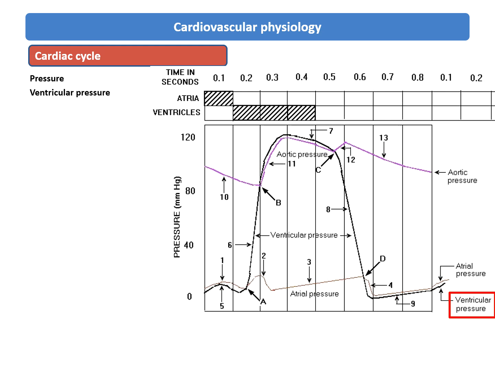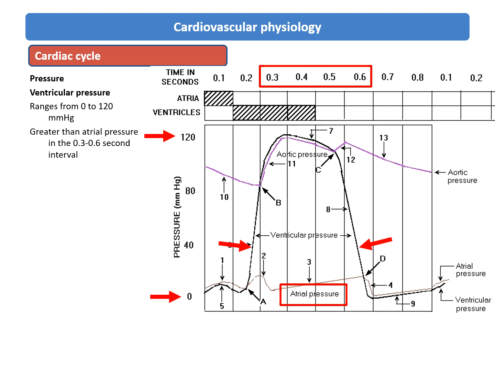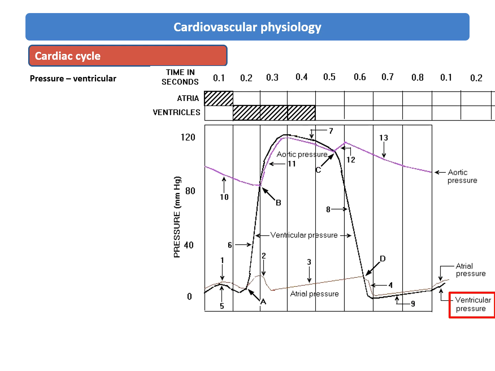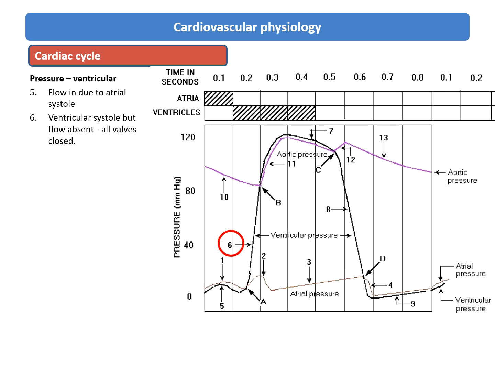What about the ventricular pressure? It ranges from 0 to 120 millimeters of mercury, quite a range. It's greater than atrial pressure in the third through the 6th tenth of a second interval. It's greater than aortic pressure in the third through the 5th tenth of a second interval. Step 5, flow in due to atrial systole. Step 6, ventricular systole has begun, but flow is absent because all valves are closed.